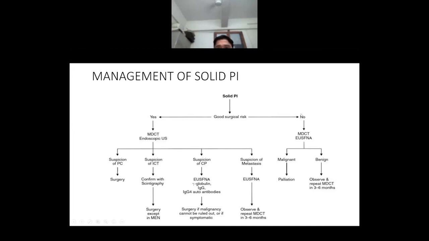And if the patient is not surgically fit, then do CT scan and endoscopic ultrasound FNAC, and if malignancy is proved, the patient has to be treated palliatively. And if it is benign, we have to observe with CT scan at 3 to 6 months interval.